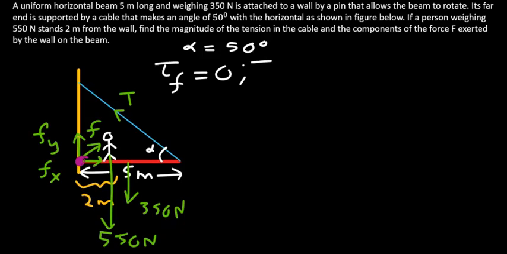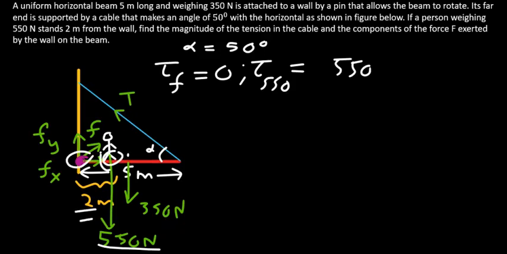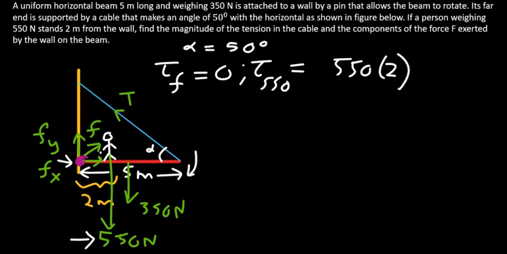Now let's look at the 550 Newton force. The torque due to the weight of the person equals the force, which is 550 Newton, times the moment arm. Moment arm is measured from the axis of rotation to where the force acts. So in this case it is 2 meters, so it's times 2. We can see that this 550 Newton force would tend to rotate this beam about that axis in a clockwise manner. So we can associate a negative sign for clockwise rotation.